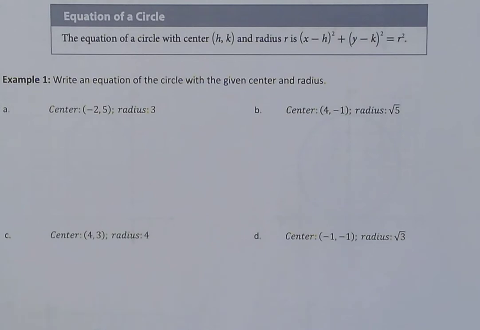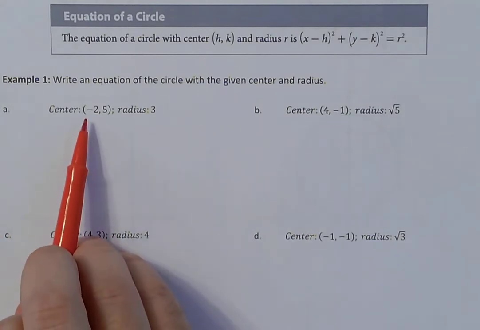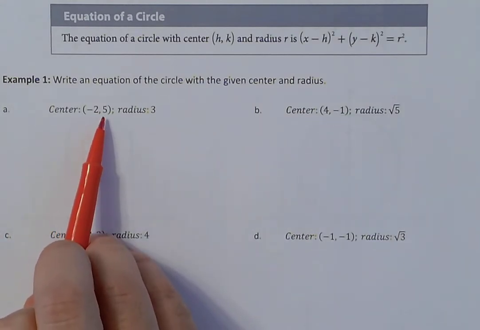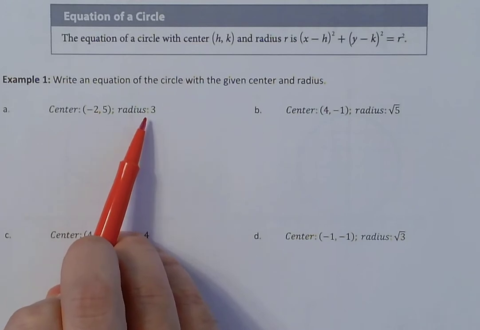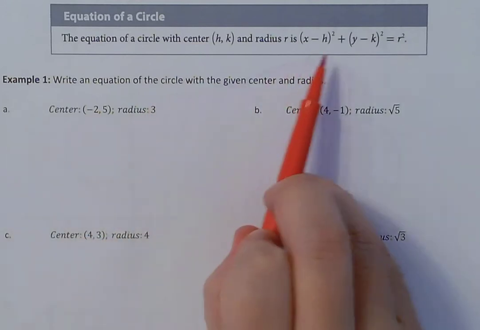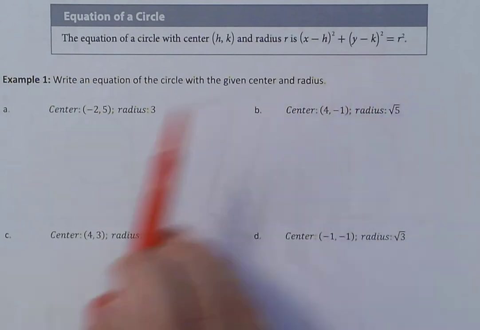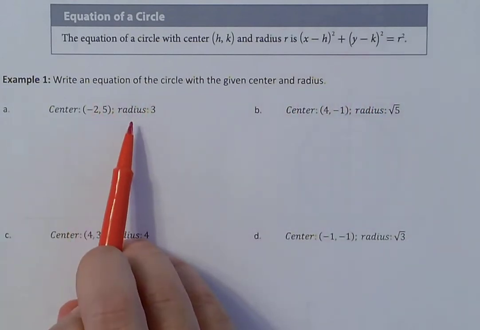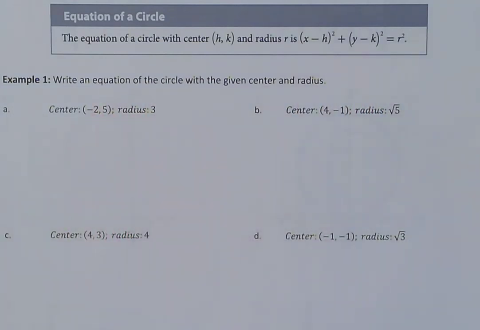And if we look at part A, they tell us that the center is at (−2, 5), and it has a radius of 3. So we're going to use this equation to go through and use this information to write an equation. All right, now I find when you go through and do these problems, the first thing you need to do is define what your h, your k, and your r are for each problem.